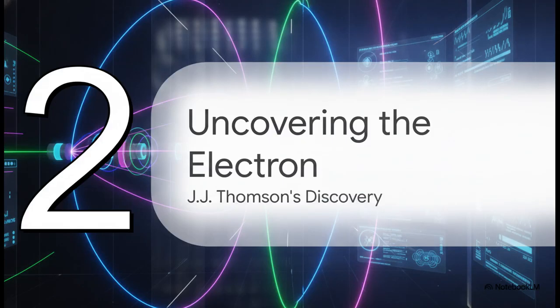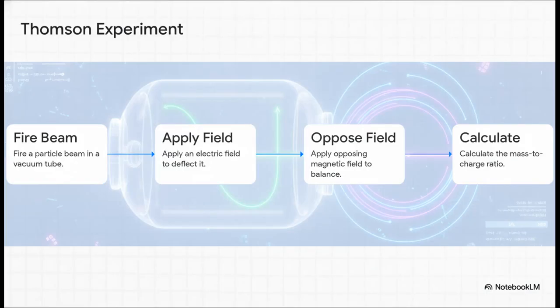Moving on to Section 2, Uncovering the Electron. So, back in 1897, J.J. Thomson set up this beautifully ingenious experiment using a cathode ray tube. He fires a beam of unknown, glowing particles through a vacuum. First, he applies an electric field, which pushes the particles in one direction. Then, he applies a magnetic field exactly perpendicular to the electric field, creating what we call crossed fields.